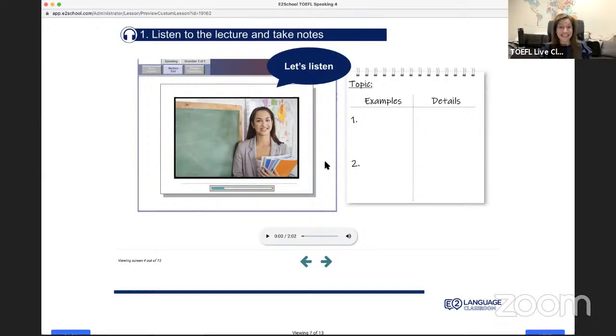Okay, so let's listen, take your notes now. Again, we want to break it into a T chart like this. Overall topic, examples, and corresponding details. Go ahead and take your notes now.